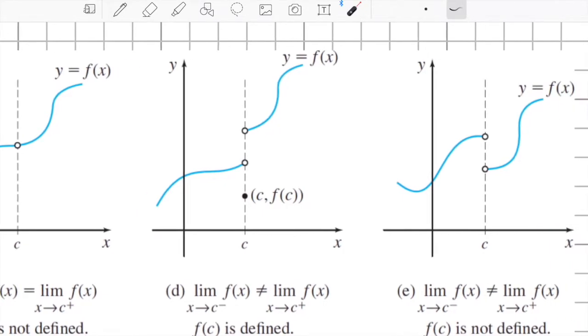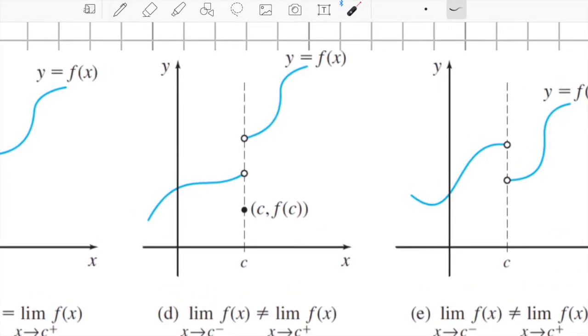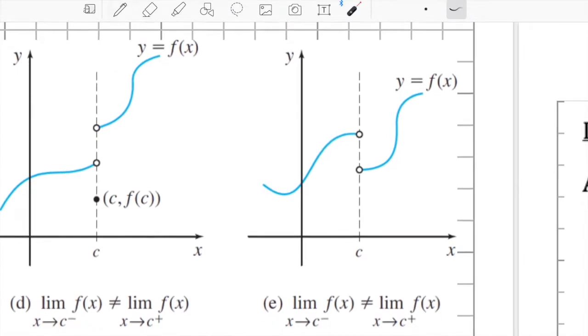Let's look at the next type. So once again, we're going to do one-sided limits. As I approach c from the left, we are approaching this y value right here. And as I approach c from the right, we are approaching this other y value. Notice that the y values are not the same. Okay, so the limit does not exist. But f of c is defined. It's telling me that when x is equal to c, we have this y value there. So yes, the limit does not exist, but f of c is defined.